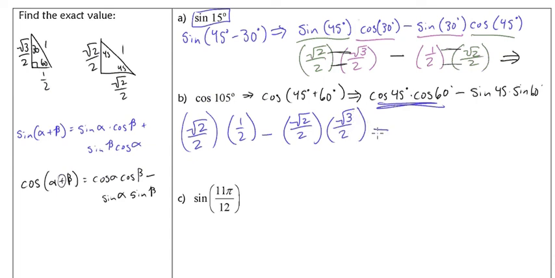Multiply them out, and we've got square root of 2 over 4 minus square root of 6 over 4, and putting it all together as our final answer: square root of 2 minus the square root of 6, all over 4.